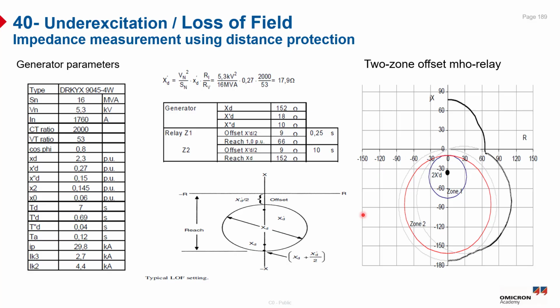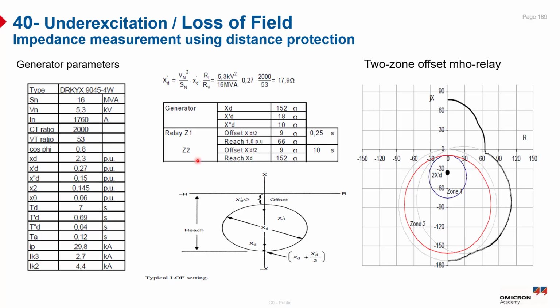Also, a standard practice is to set the impedance element for this type of scheme with a diameter of XD and an offset of half of the X-D, as shown in the figure characteristic. Speaking about the generator parameters, as you can see, we have the apparent power, which equals 16 megavolt ampere, and the nominal voltage of the generator, which equals 5.3 kV. We also have the CT ratio, the VT ratio, the XD of 2.3 per unit, X-D of 0.27 per unit, and many more parameter settings.